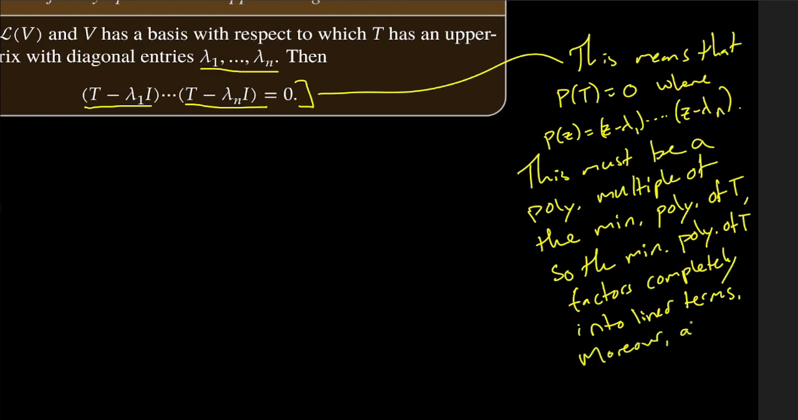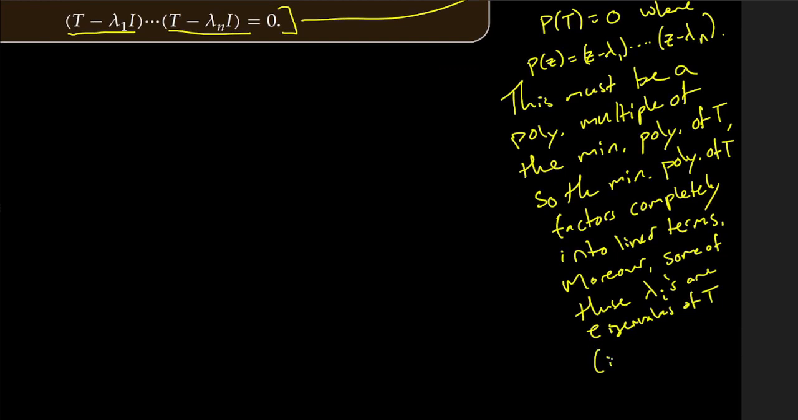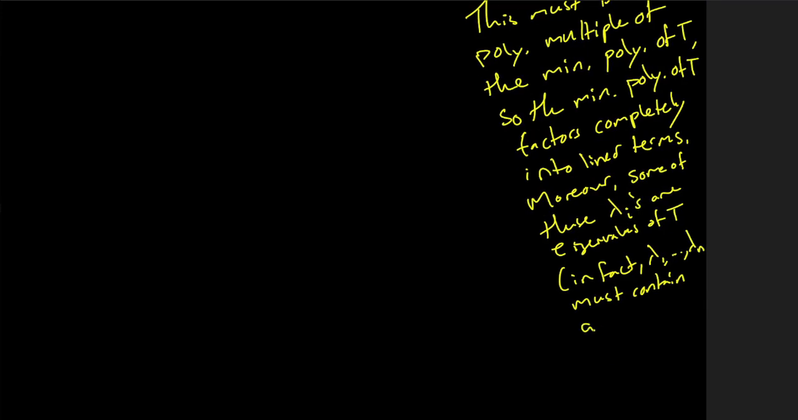Moreover, all these values, or I shouldn't say all yet, we will get to this. Moreover, some of these lambda i's are eigenvalues of T. In fact, lambda 1 through lambda n must contain all of T's eigenvalues.